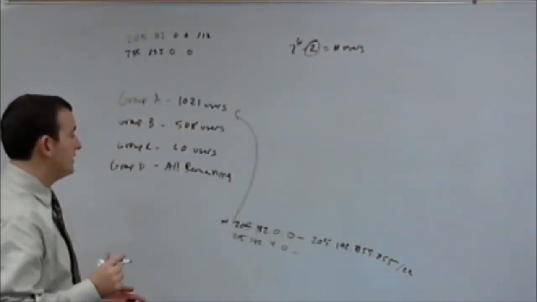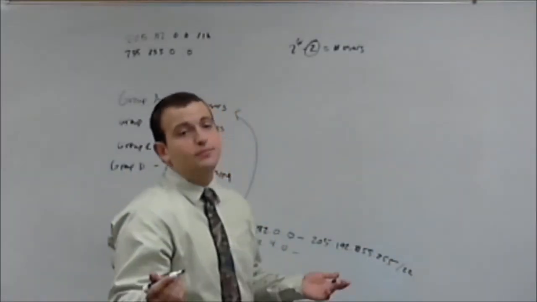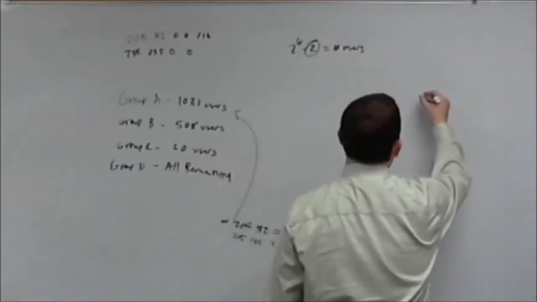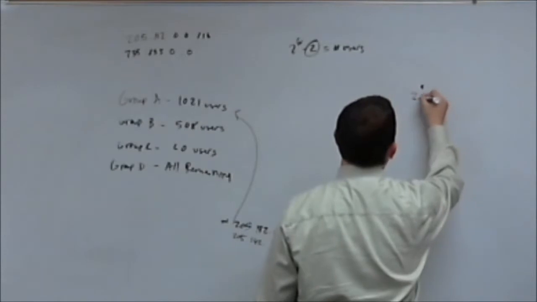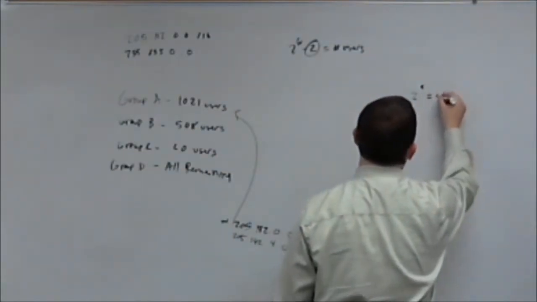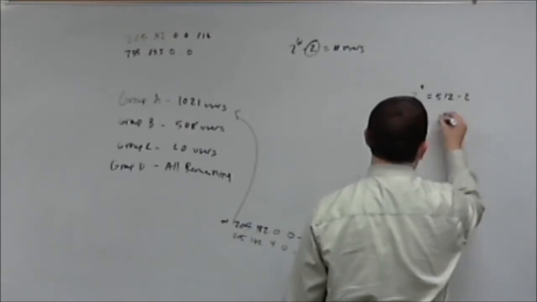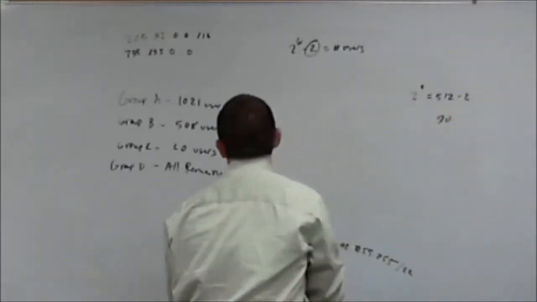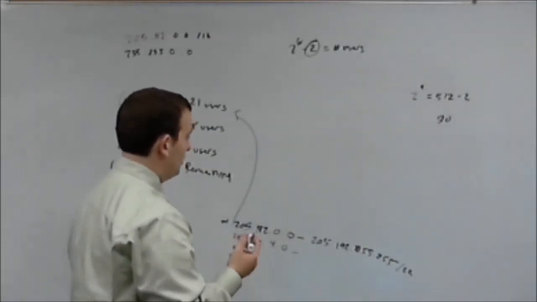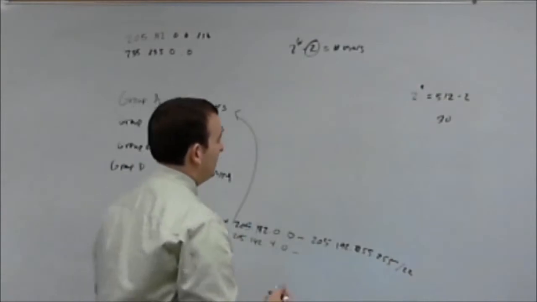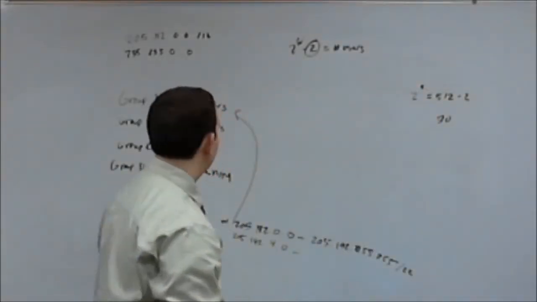So if we take group B's, we need 508 users. Again, I did the math beforehand. So we're going to need to use 2 to the 9th power this time, because that's going to equal 512. So minus 2, we'll have up to 510 users. We only need 508, and that's about the closest we're going to be able to get. So, in this case, we're going to use 9 digits in our subnet mask.